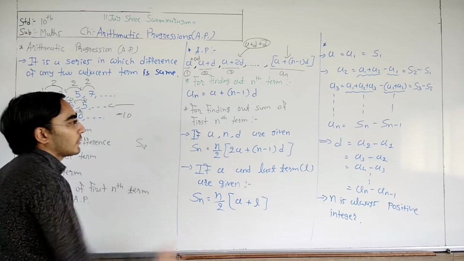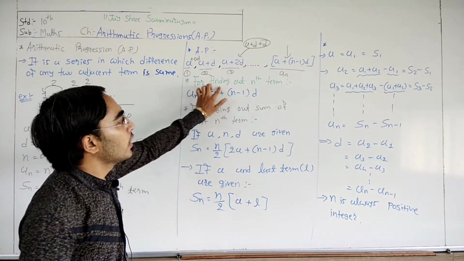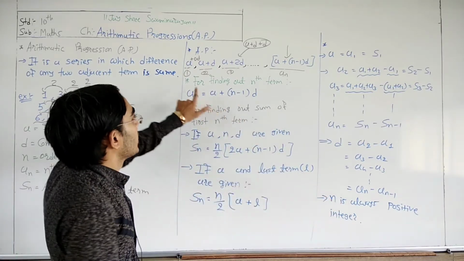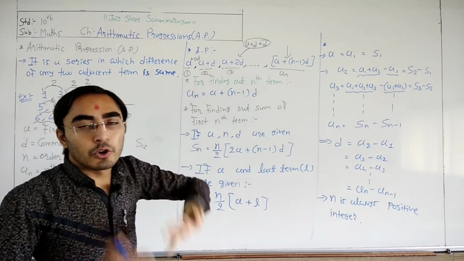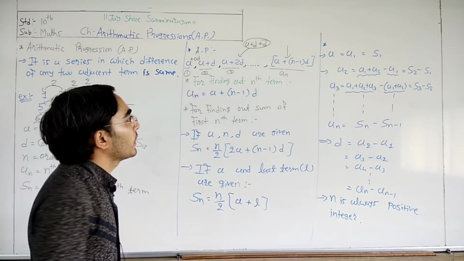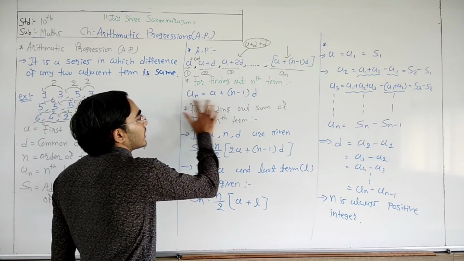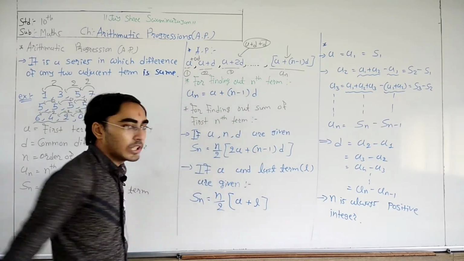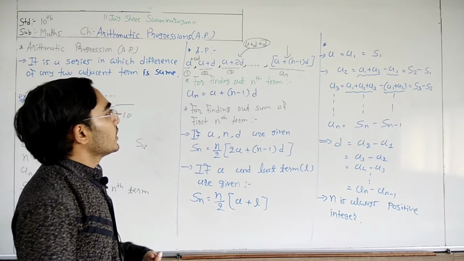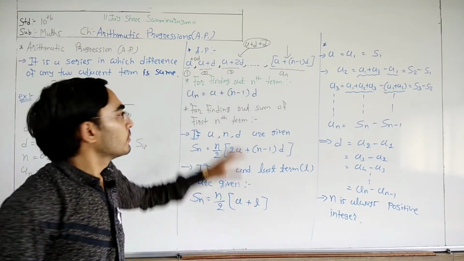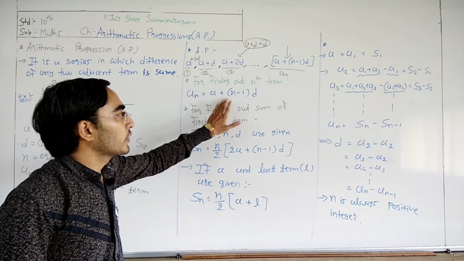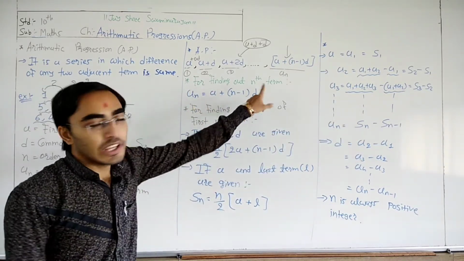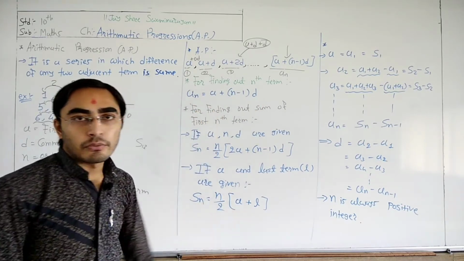So here is the formula for finding the nth term. If you want to find any term of an AP, you can directly find that term by using this formula: An is equal to A plus n minus 1 D. If you want to find the 87th term, A87 is equal to A plus 87 minus 1 D. So you can directly find any term of an AP by using this formula.